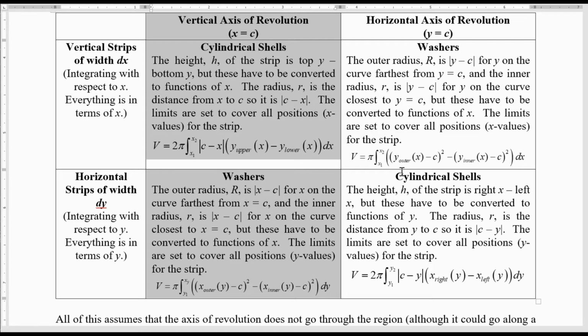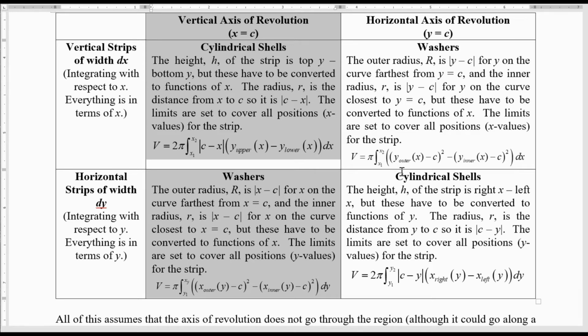So then we're using the cylindrical shell method here because we have vertical strips and a vertical axis. Those are parallel, so that yields cylindrical shells. The height h of the strip is the top y minus the bottom y, so it's just y2 minus y1, but we can't leave them in y's. We've got to turn them into functions of x. So it'll basically be f of x minus g of x or something like that, converted to functions of x.